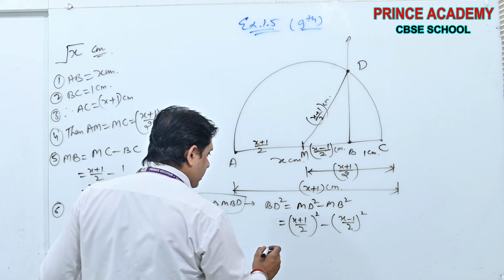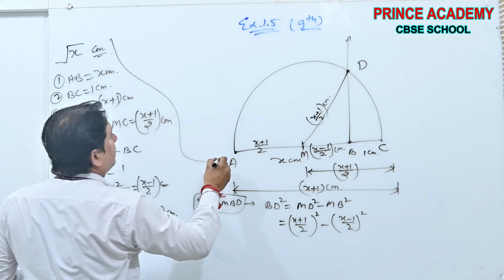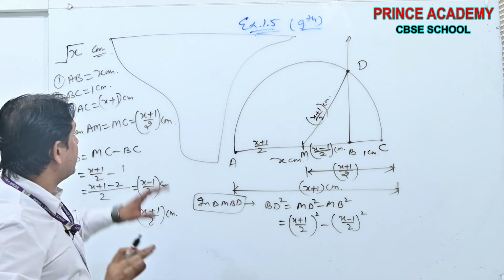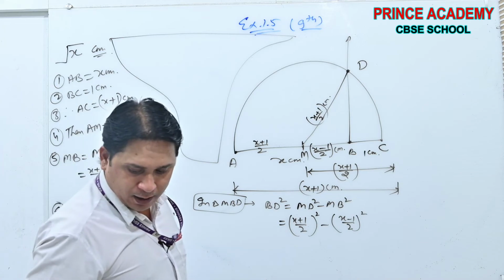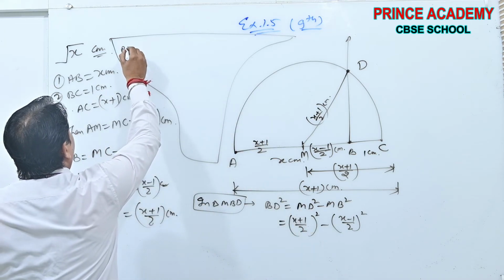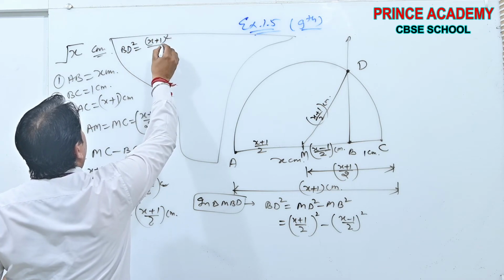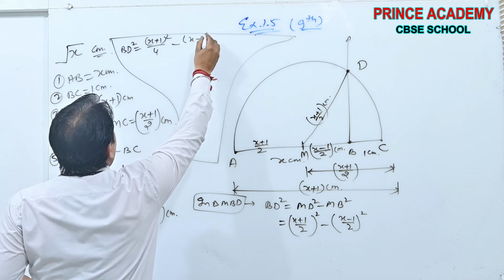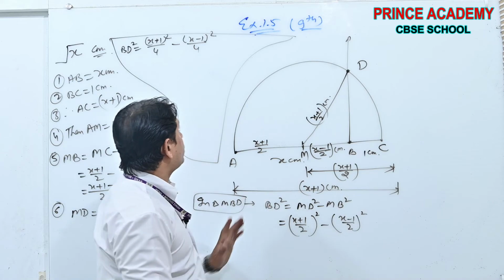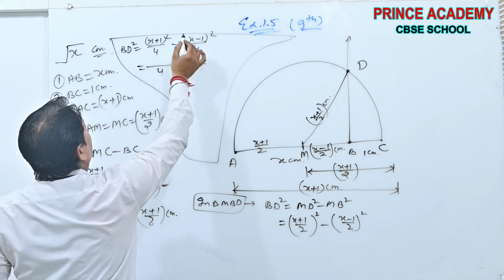Now see, I am solving here. You will get the desirable result here. I think it is viewable in the camera. Let me check. Yes, it is viewable in the camera. Now see what I am saying. This square: x plus 1 whole square by 4, minus x minus 1 whole square by 4. This square by 2 square, this square by 2 square. Take the 4 as LCM. This square minus this square.